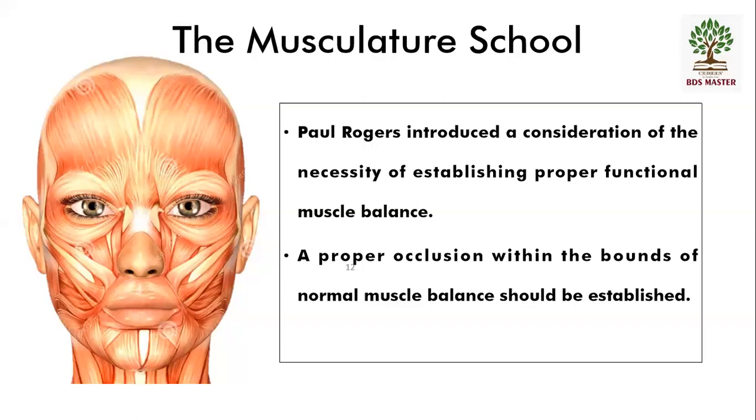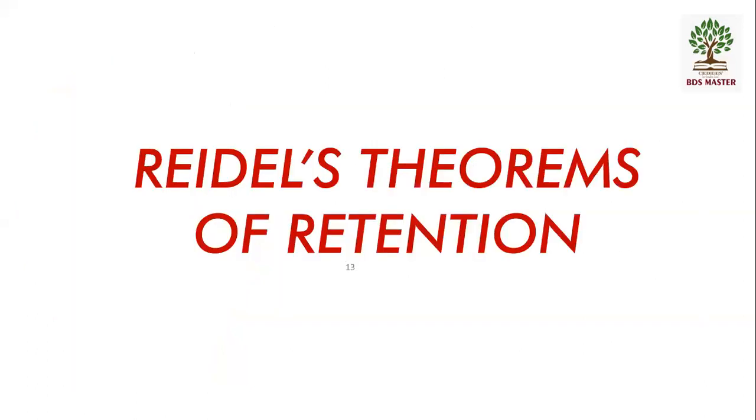And this was another school of retention. So now, before we go to Riddle's theorems, can we quickly do the schools of retention? Just say what the schools are, who gave them, and the keyword of what was most important. We'll just quickly recap this and then go on, because this chapter is a lot of memory work. So what were the four schools? The occlusion school, the apical base school, the mandibular incisor school, and the musculature school.